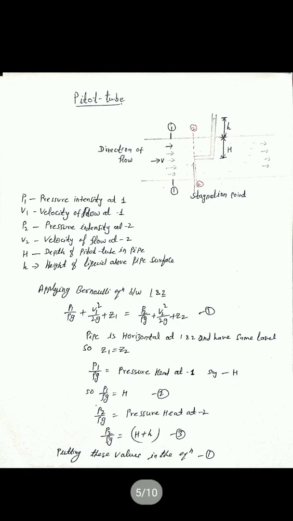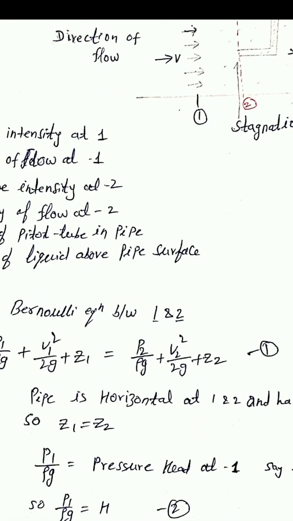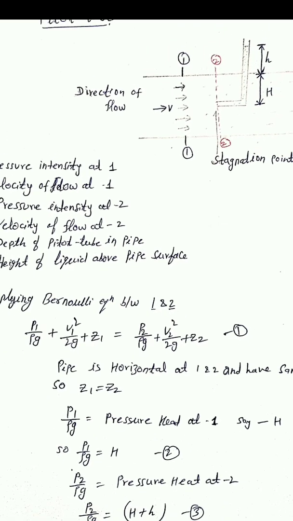Now, the derivation of the pitot tube. How to calculate the velocity at any point. For this, consider a small diameter pitot tube which is bent at a right angle, as we saw in the figure.